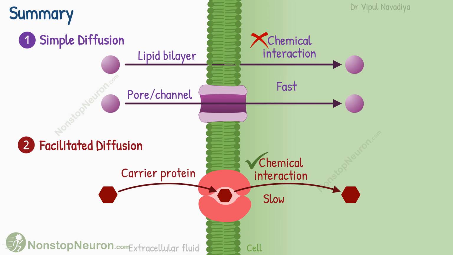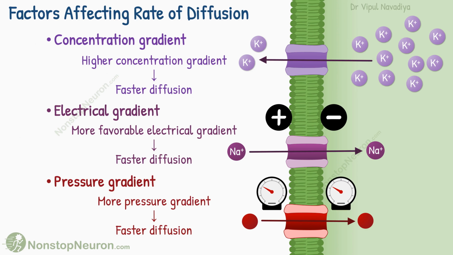Now let's have a quick summary. Simple diffusion occurs through the lipid bilayer, or pores or channels. In this, multiple molecules pass simultaneously, without any chemical interaction with the passage. So it's a fast process. On the other hand, in facilitated diffusion, limited number of molecules pass at a time, and they interact with the carrier protein chemically. It's a saturable process, and therefore, it's slow. The factors affecting the rate of diffusion are concentration, electrical, and pressure gradients.